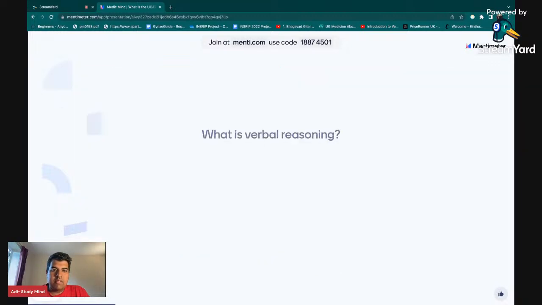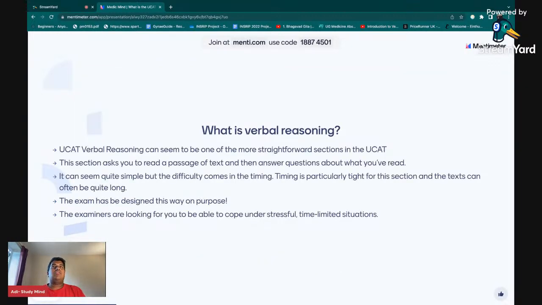So to take a deeper dive, we'll start with verbal reasoning. The first section that you'll come across in the UCAT exam will be your verbal reasoning. It seems to be one of the most straightforward sections, as it comes down to having a general idea from school and college about what verbal reasoning is. It is reading comprehension passages, whereas the other sections might be a bit different, especially abstract reasoning, which we'll touch upon later. This section asks you to read a passage of text and then answer questions based on what you've read.